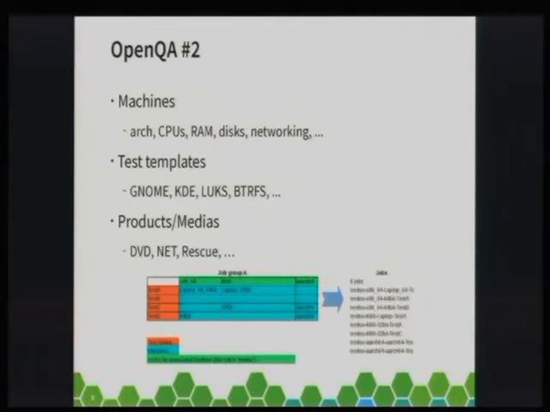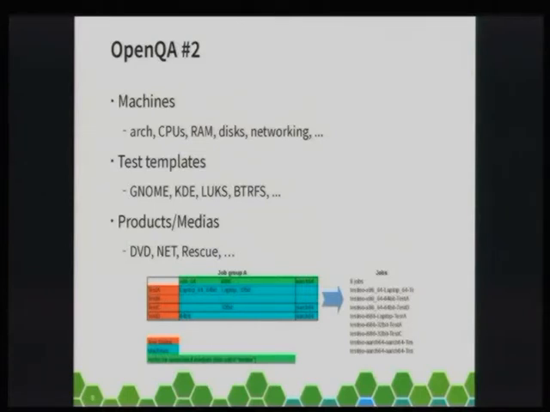In the machines, you usually put how many disks it has, whether it uses special networking and so on. In test templates, whether you want to encrypt your disk, whether you want a separate home directory, or just a plain installation. And of course products, or media as it's called now: you put the media type you are testing. Then the OpenQA scheduler takes all of this information that it collects from these tables and generates all possible combinations and test jobs, collecting all the settings from machines, test templates and products. So from a few variables you can generate 10, 70, even 100 jobs, whatever you have configured.